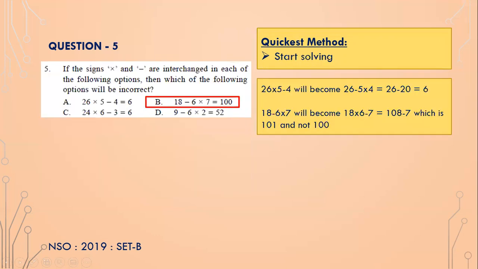If the signs multiplication and minus are interchanged in each of the following options, then which of the following options will be incorrect? Start solving. So 26 into 5 minus 4 will become 26 minus 5 into 4.